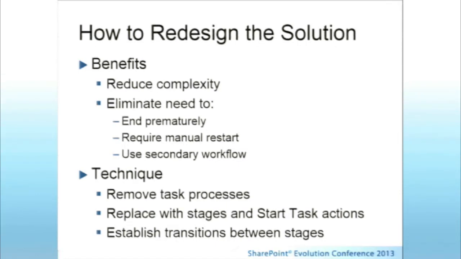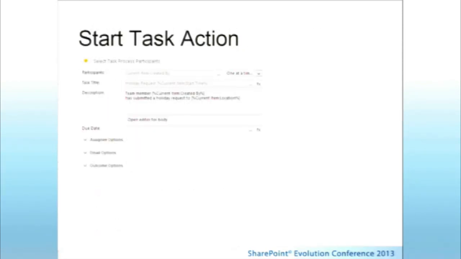The second technique is to use a secondary workflow. But again, that's two workflows to accomplish one process. It's a little weird. So we're going to do this. We're going to remove the task process. We don't need it, and you do tasks differently in 2013. We're going to replace this with a stage approach that uses much simpler start task actions, and we'll establish transitions between stages.